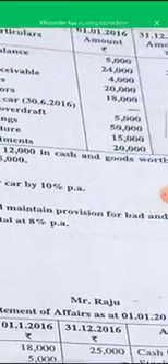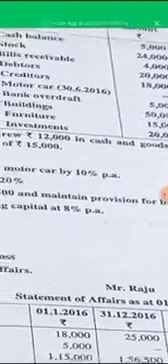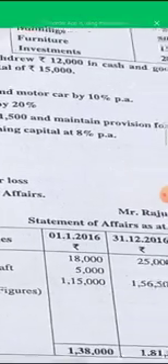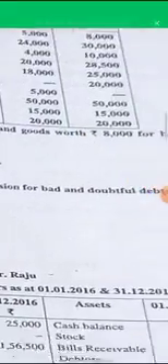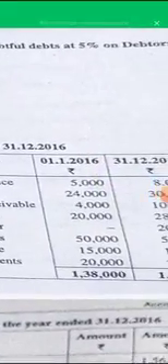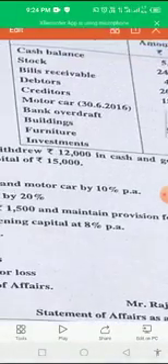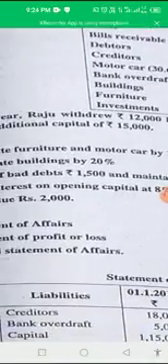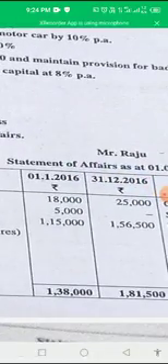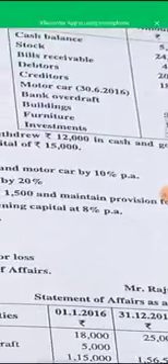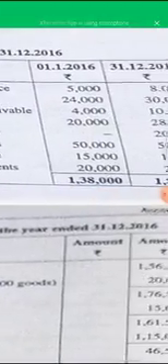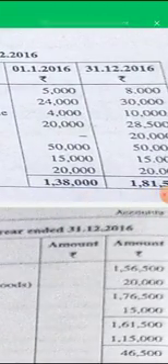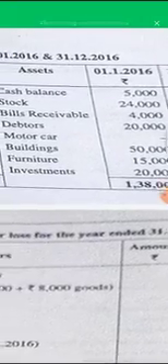They have given you the creditors 18,000 and 25,000. Come to the liabilities side, write creditors 18,000 and 25,000. Next, they have given you the motor car. Come to the asset side, write motor car. Put a dash in the first column and 20,000 in the next. Bank overdraft. Come to the liabilities side, write bank overdraft 5,000 and put a dash. Next, they have given you the buildings. Come to the asset side, write buildings 50,000, 50,000. Next, write furniture 15,000, 15,000.